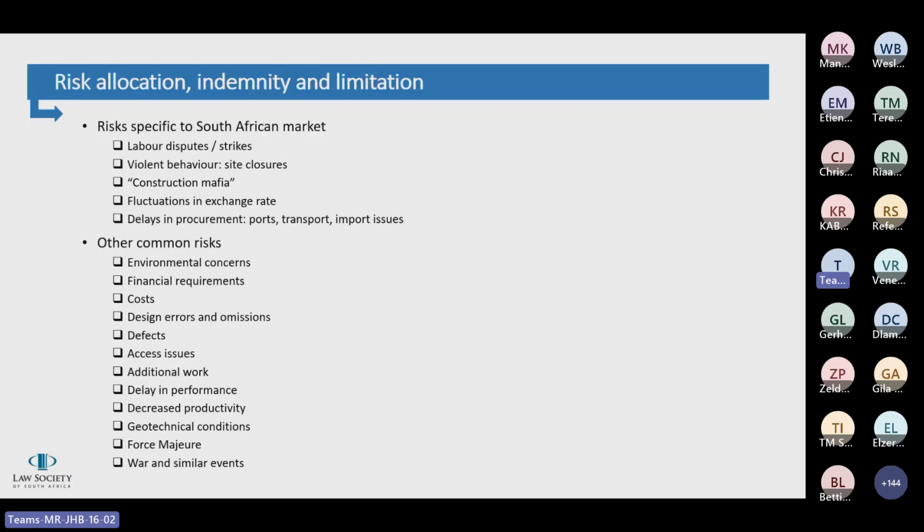So these are labor disputes and strikes, particularly because it often involves violent behavior, which leads to site closures. For instance, in 2012 to 2014, around there, we saw the Medupi Power Station site closed at stages for 6 months on end because cranes and offices and cars were being burnt down, and it was just unsafe for people to return to site.